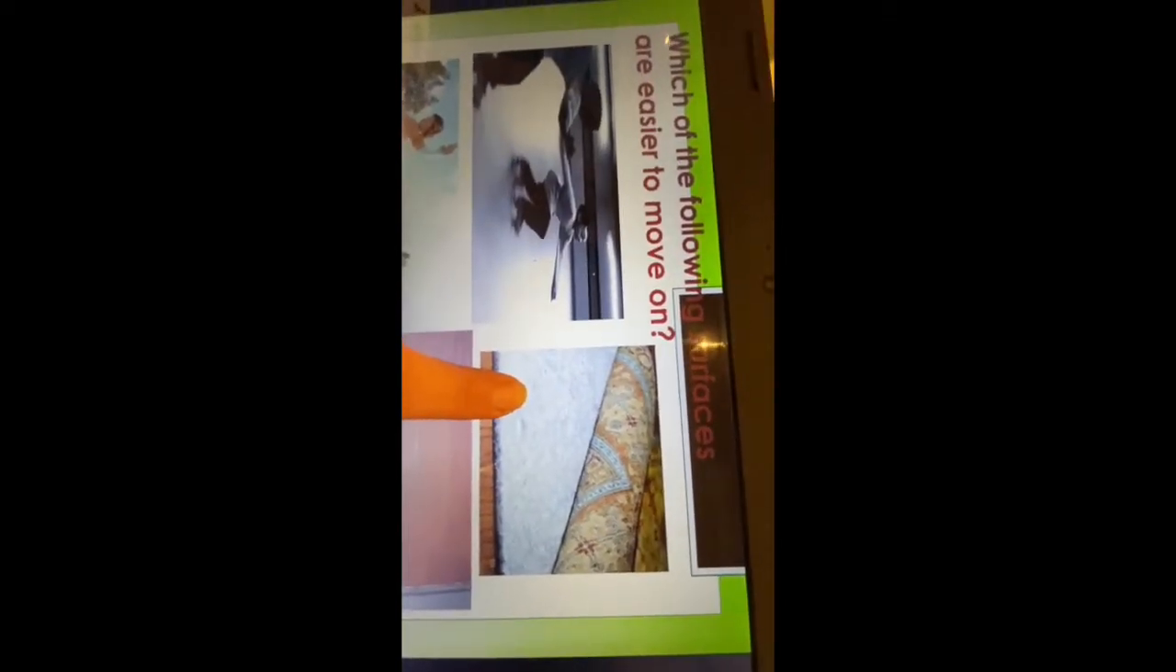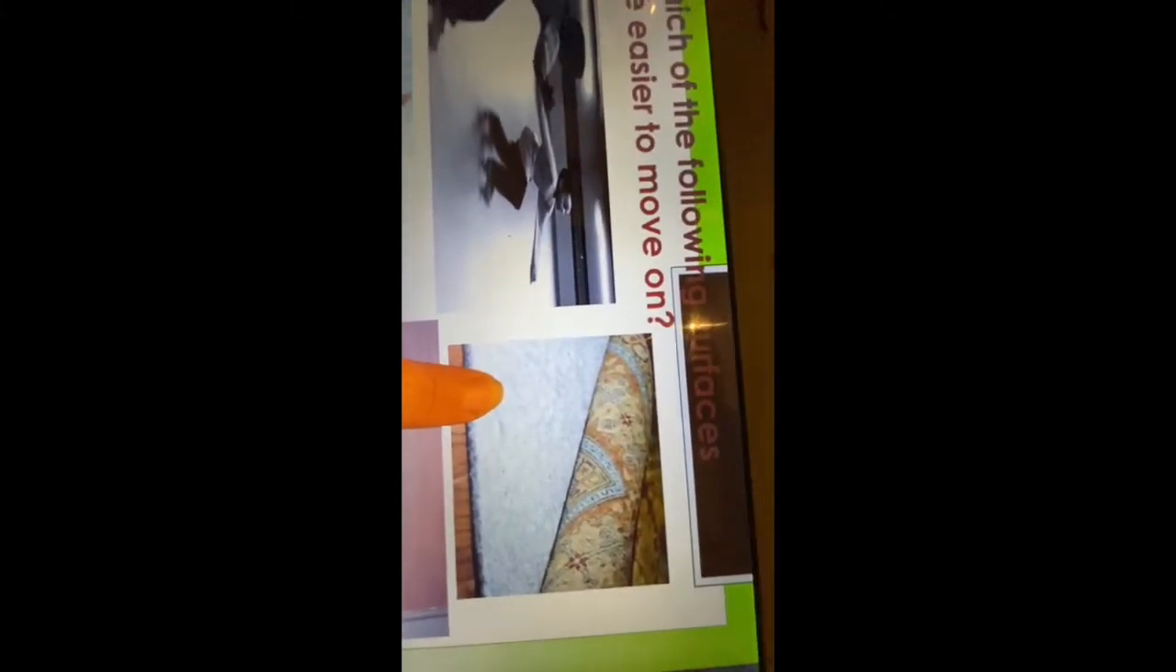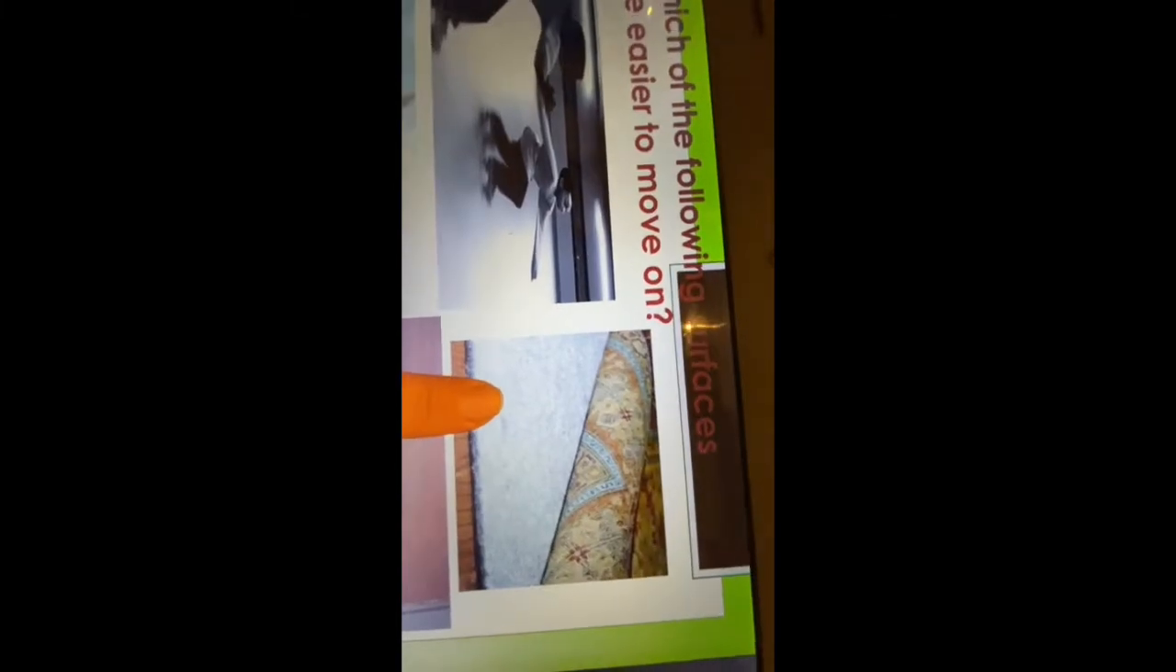Okay, look at this surface, the carpet. The carpet, is it smooth or rough? Meaning you can move easily on it, or it's not easy to move on it. It is a rough surface. Okay, look at the grass. The grass, do you think it is smooth or rough? The grass is a rough surface. Look at the ceramic, this type of ceramic. It is a smooth surface.